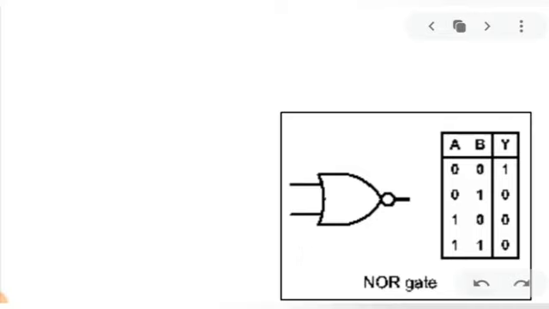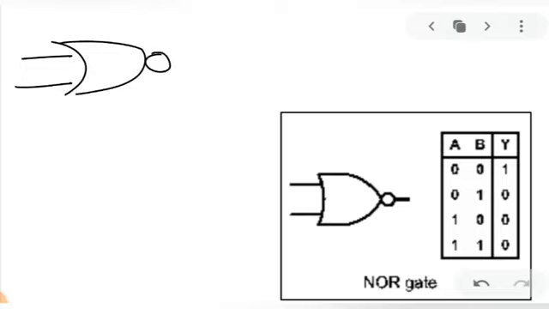Now in this NOR gate, let's see what inputs we have. In this symbol, this bubble will represent the NOT gate, and this complete figure will represent the OR gate, as shown over here. So what are the inputs present over here? The inputs will be A and B. So what is the output for this case? A plus B whole bar.